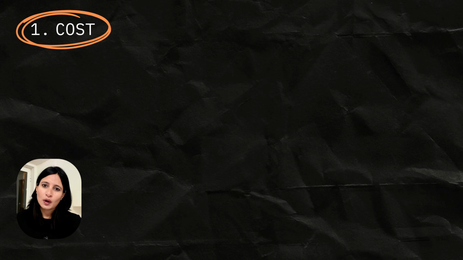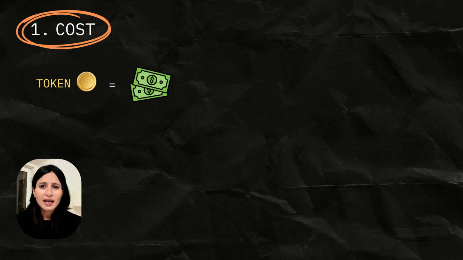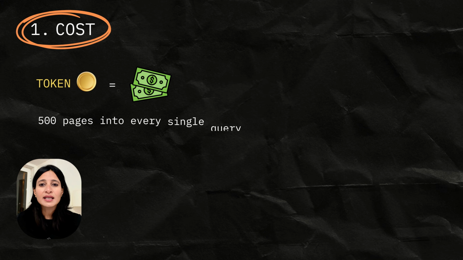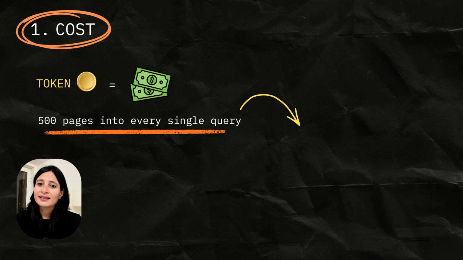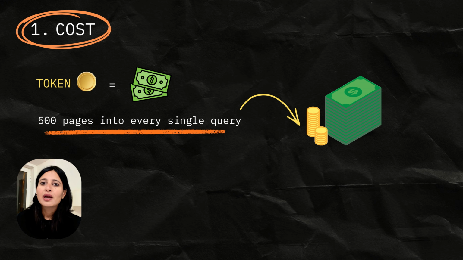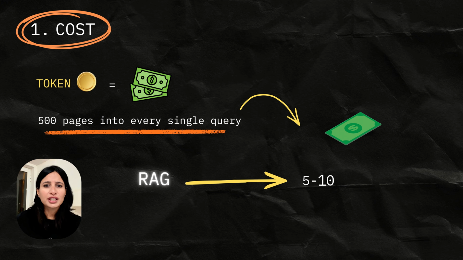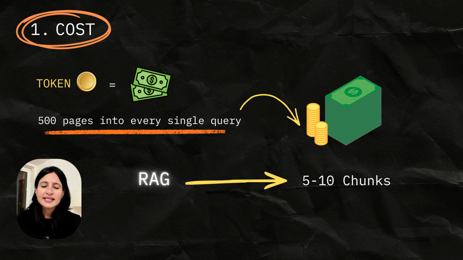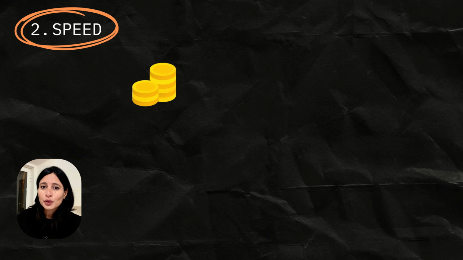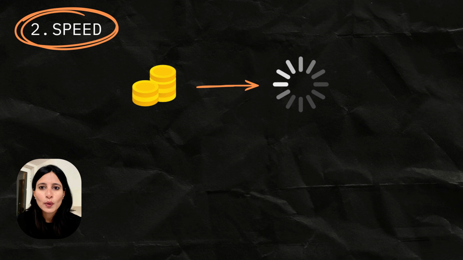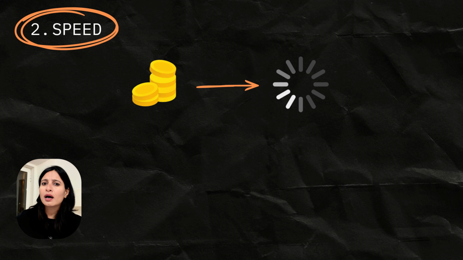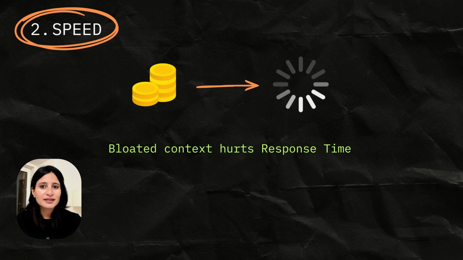First trade-off is cost. Every token you put in the context window costs money. If you are passing 500 pages into every single query, that adds up fast. RAG passes maybe 5 to 10 relevant chunks. At scale, the cost difference is dramatic. Now let's talk about speed. More tokens means slower inference. If you are building a product where response time matters, bloated context hurts you.